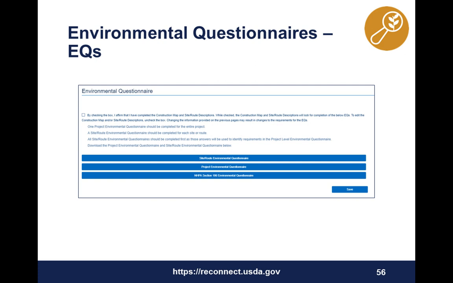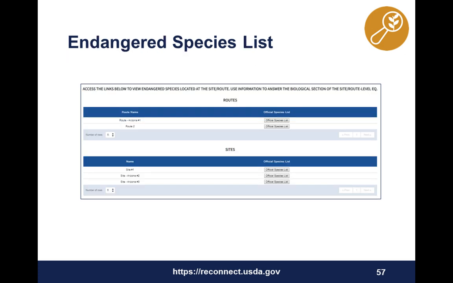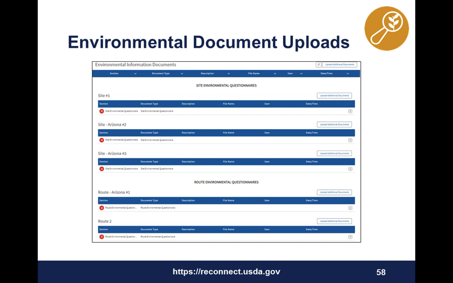Once the EQs have been completed, users can save and upload them to the application system. Please note, EQs are now available on the ReConnect website under the Forms and Resources section. The application system will also allow applicants to review official endangered species lists based on the service area polygons drawn for each site and route. Finally, applicants can upload all required and additional supporting environmental documents before moving to the certification section of the application.